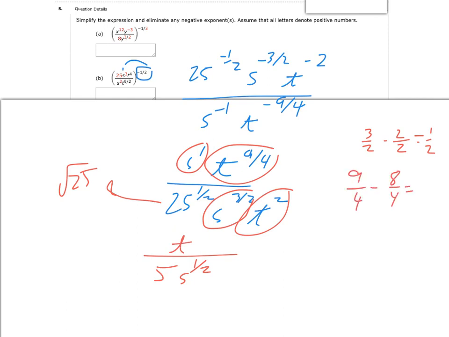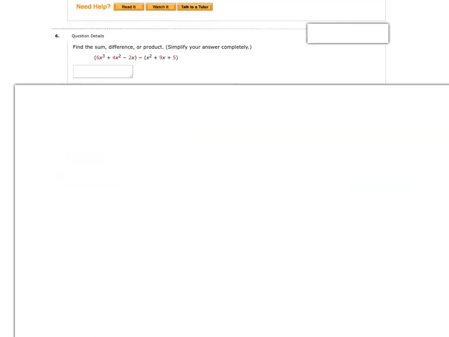So do a common denominator there. We get 1/4. So I would just leave my answer just like that. T to the 1/4 over 5, s to the 1/2. All right, next up here, we're just going to distribute this negative.